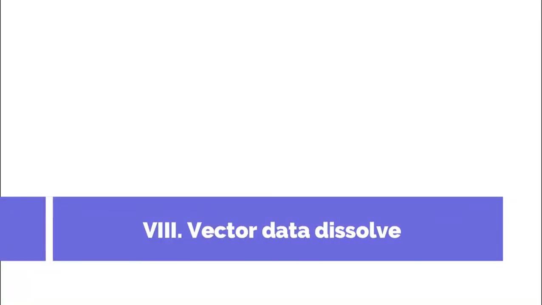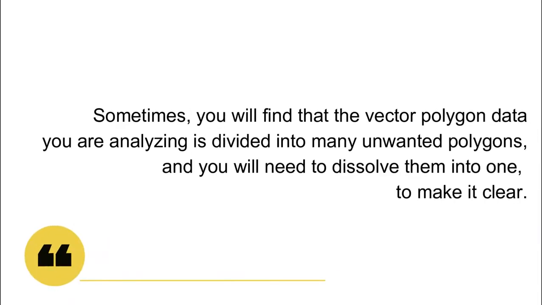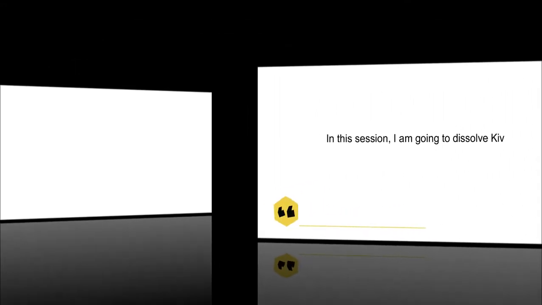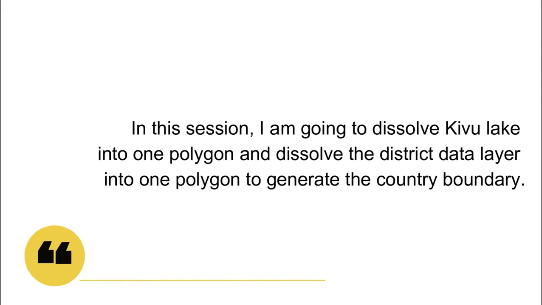This is a session to show you how to dissolve vector data from many polygons to one. Sometimes you will find that the vector polygon data you are analyzing is unnecessarily divided into many unwanted polygons, and you will need to dissolve them into one to make it clear. In this session, I'm going to dissolve Kivu Lake into one polygon and dissolve the district data layer into one polygon to generate the country boundary.